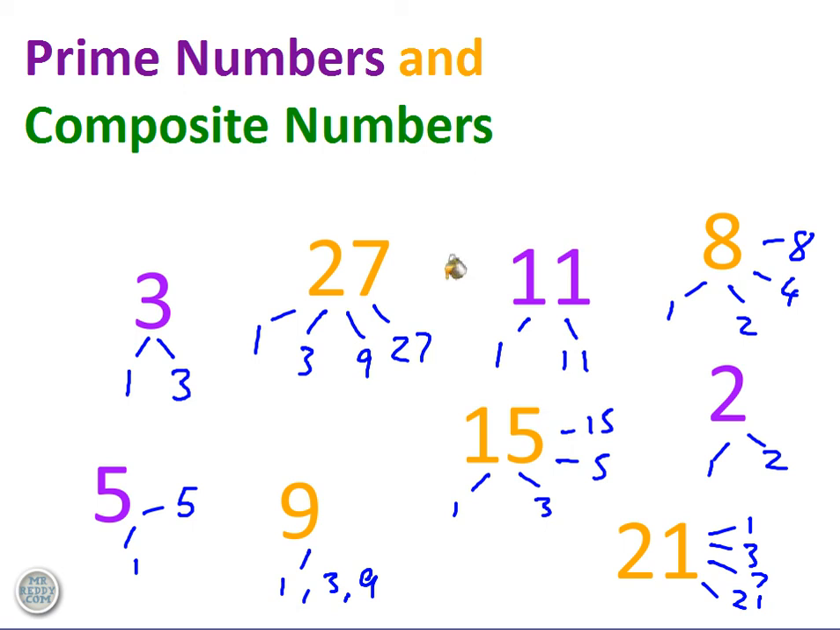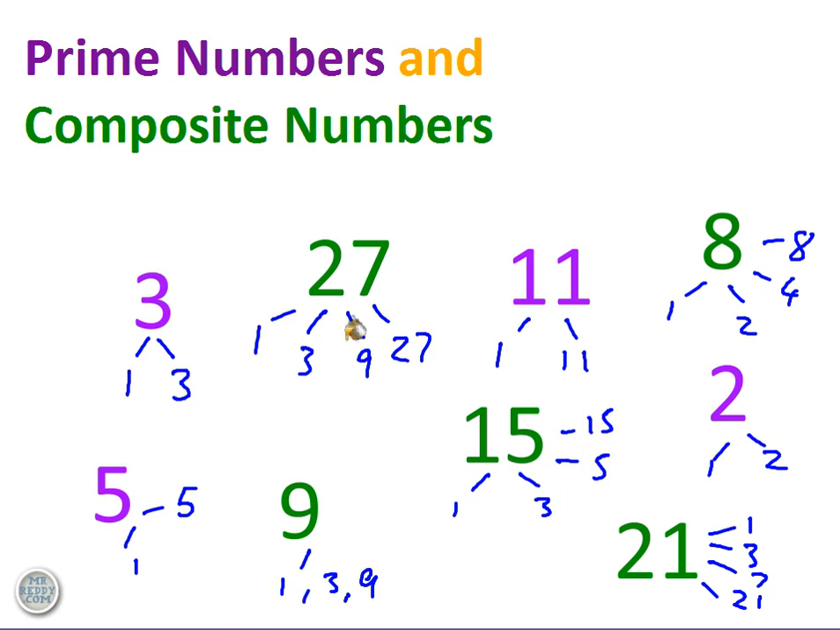Whereas the others, 27, 9, 15, 21 and 8, are examples of composite numbers, and that means that they have more than two factors. So let's colour those in green. These are called composite numbers, and they have more than two factors.